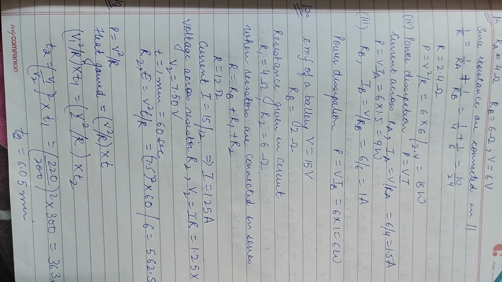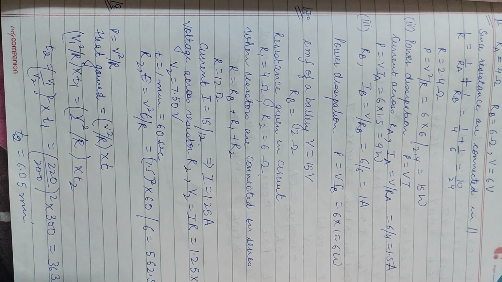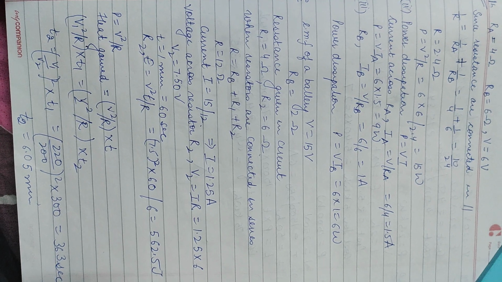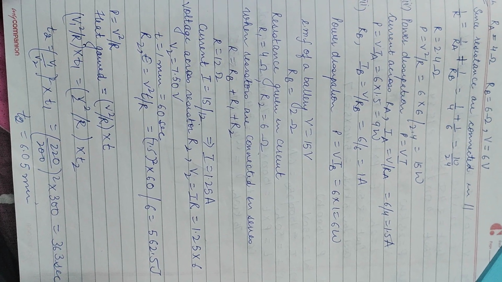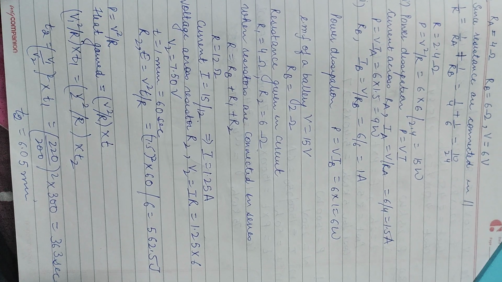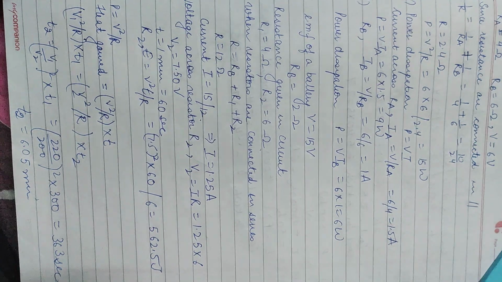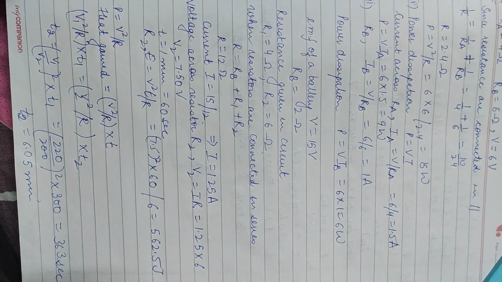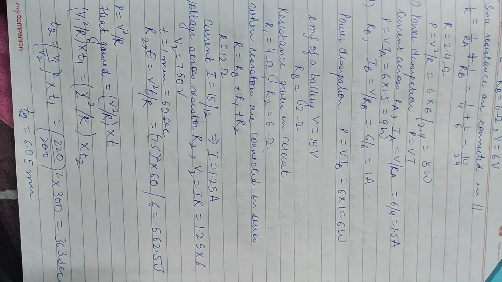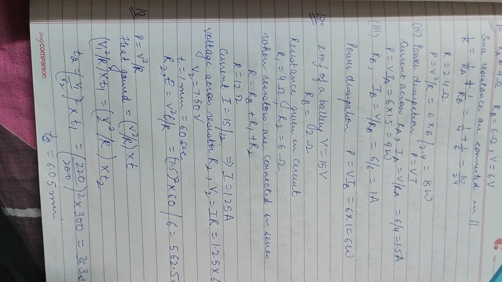We calculate the current by using V upon R, so I comes out to be 1.25 ampere. Now the voltage across R2: the current I will remain the same, so V2 is equal to I into R. Time is given to us, that is 1 minute, equal to 60 seconds. Similarly we calculate the energy, that is V square T upon R, putting down the values and you will get the answer.